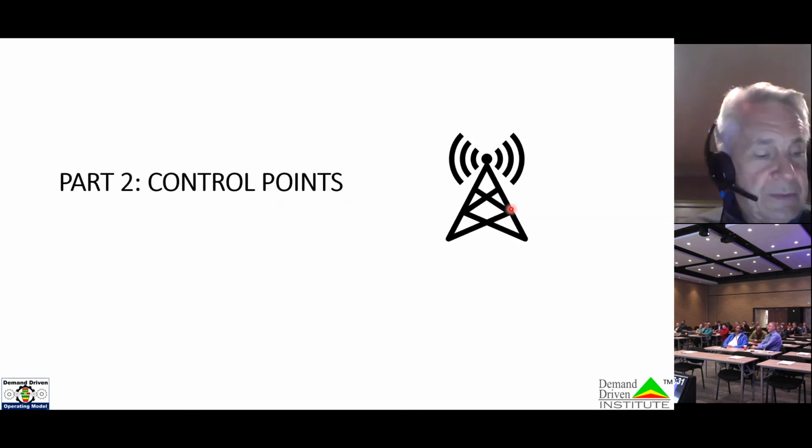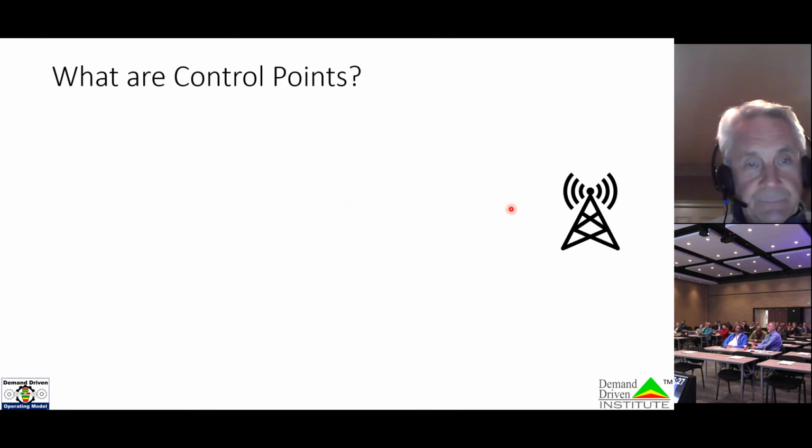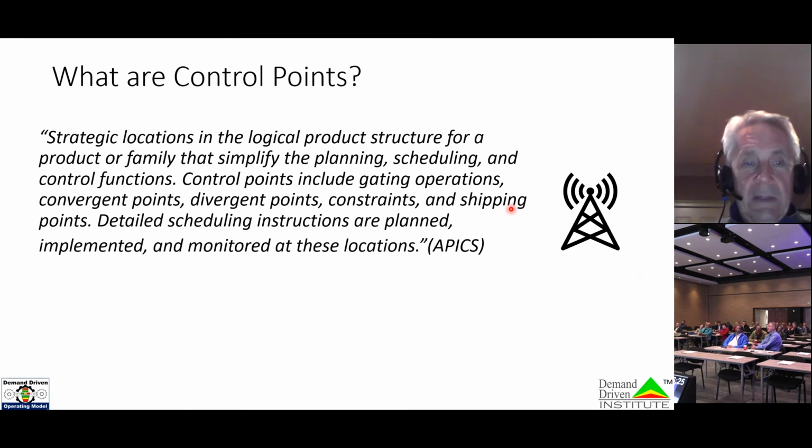Let's talk about control points. Now we're starting to move more towards the production scheduling and execution side. What are control points? According to SAPICS, these are points within the logical product structure for a product family that simplify the planning, scheduling, and control functions. It can include gating operations, points of convergence or divergence, constraints, shipping points.